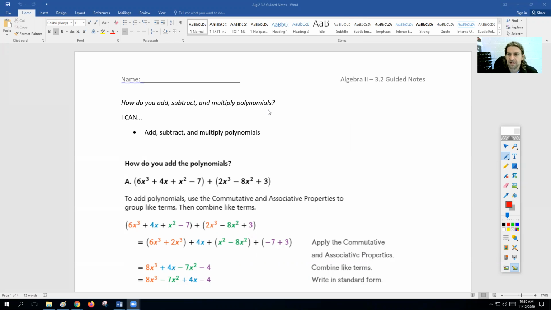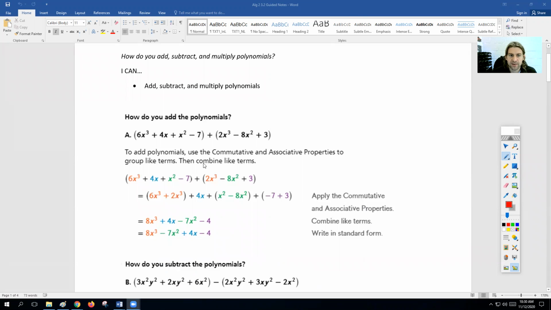So this one, we're going to look to make sure we can add, subtract, and multiply polynomials. Today what we're going to do is go over just the basics, and then tomorrow we will apply these to some story problems. You guys have actually done this back in Algebra 1. We just want to make sure we can review the concepts.